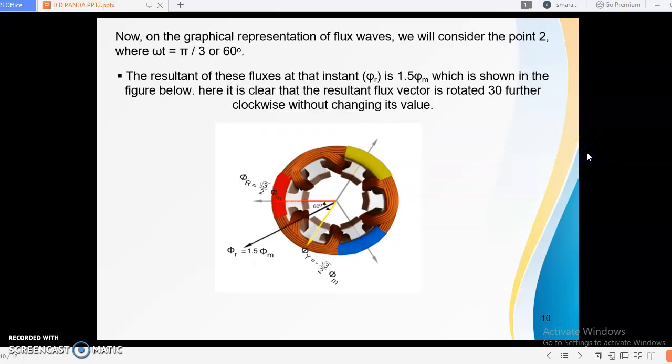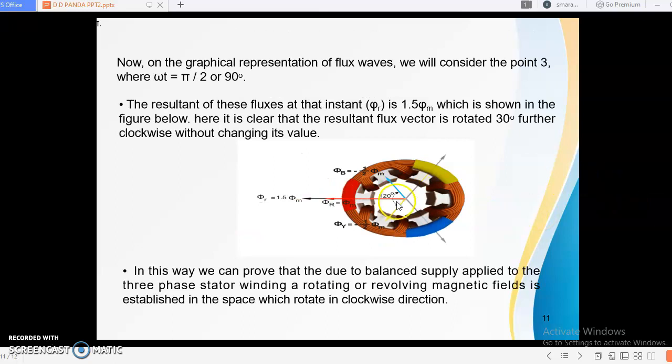So at point 2, where omega t is 60 degree, again the same phi r will be rotating further 30 degree with constant magnitude. And also here we can say the resultant flux has again rotated 30 degree with the same magnitude at omega t equals 90 degree.